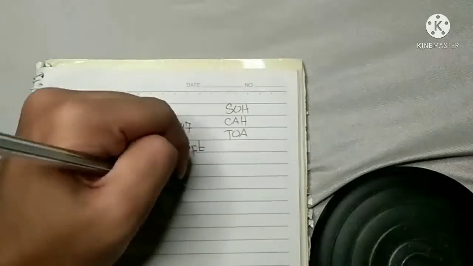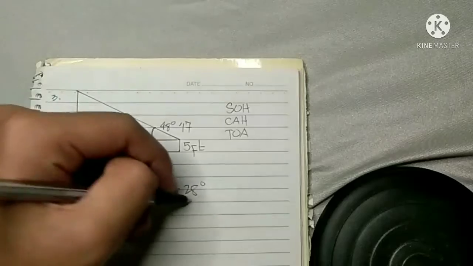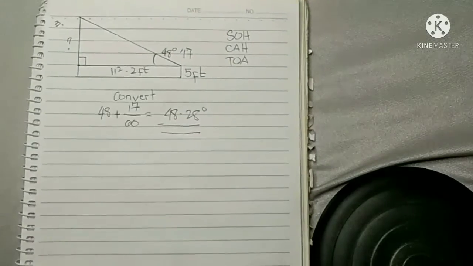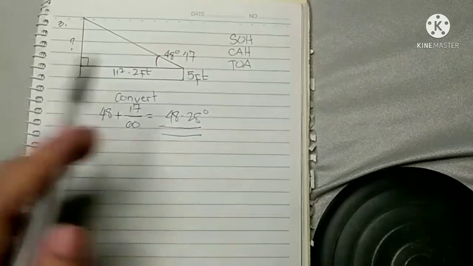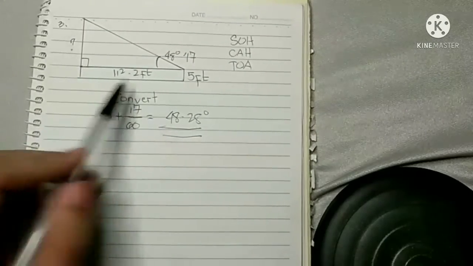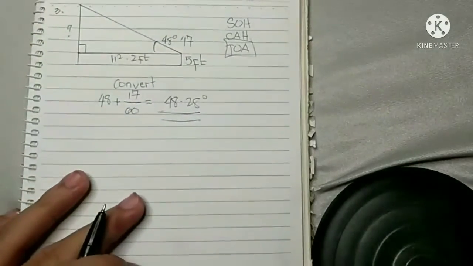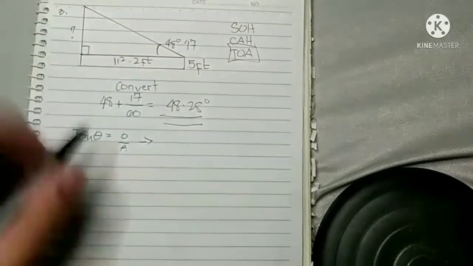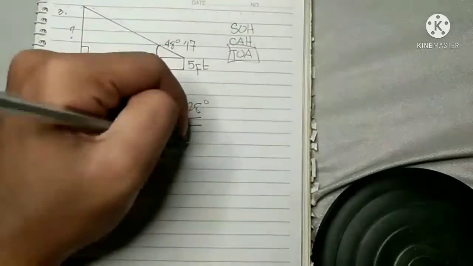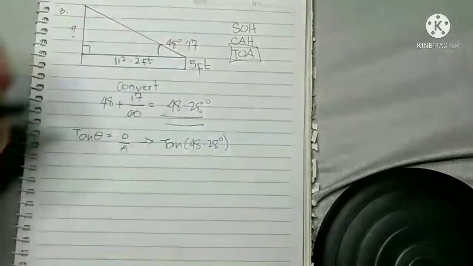So we will get 48.28 degrees. Since we have our angle, we can now solve for the height of our building. Since we have our adjacent and our unknown is the height of the building, which is our opposite, we can use tangent theta equals opposite over adjacent.